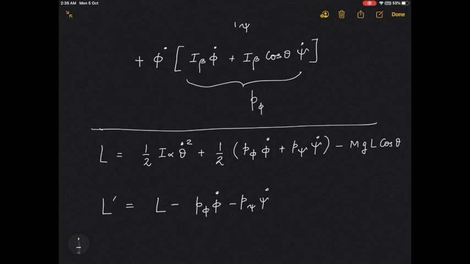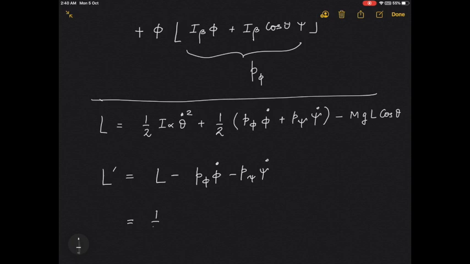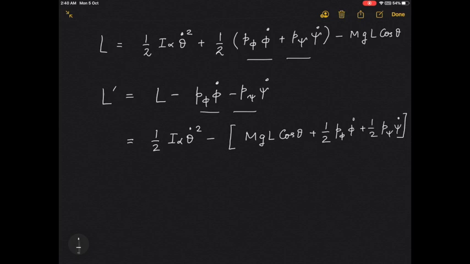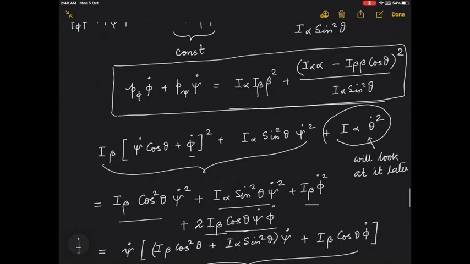which is simply half I alpha theta dot square. You see, I take out full of these, half of these were already here, so what remains is the half with a minus sign. So I write this minus mgl cos theta plus half P phi phi dot plus half P psi psi dot, which I can write now explicitly, eliminating phi dot and psi dot, because P phi phi dot and P psi psi dot we have calculated here already.